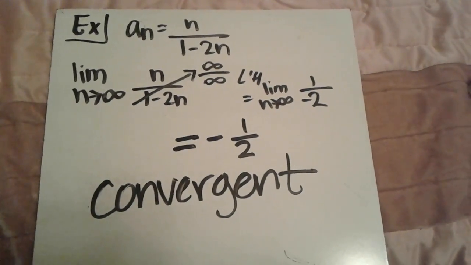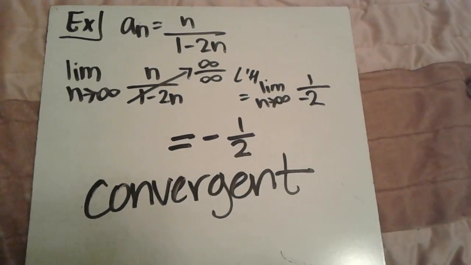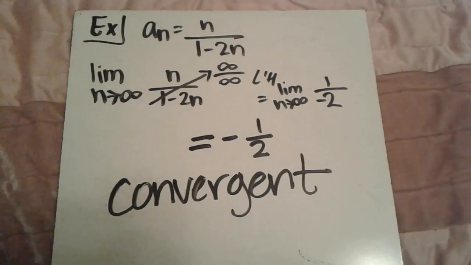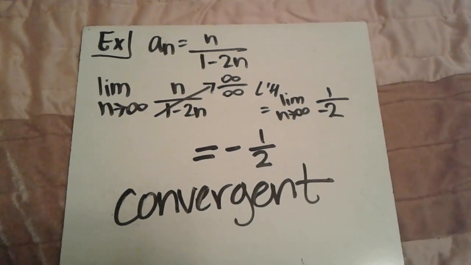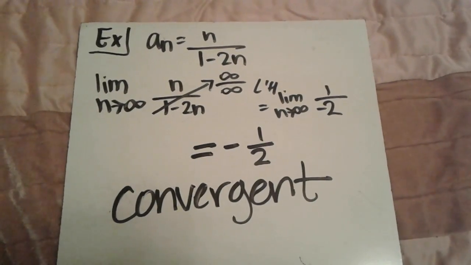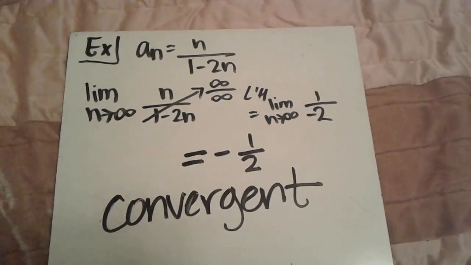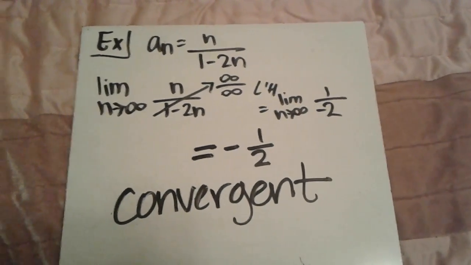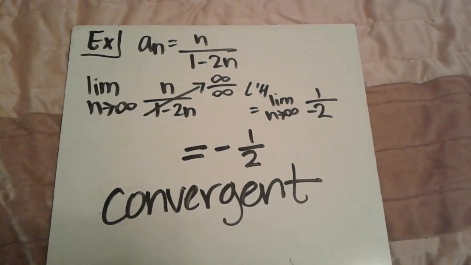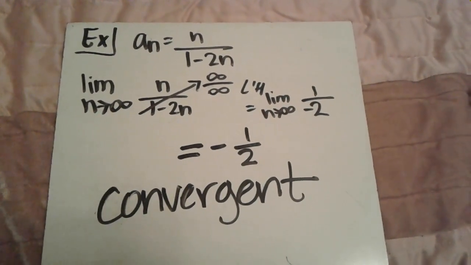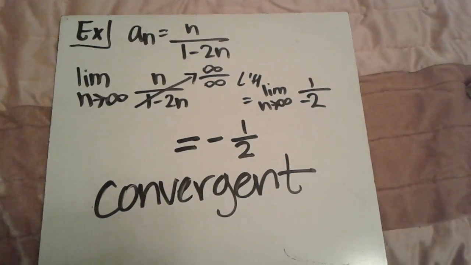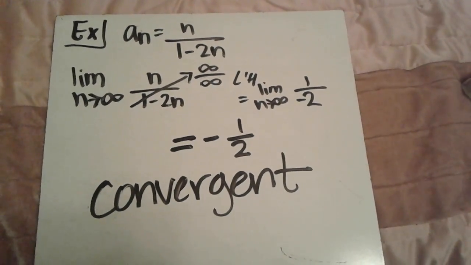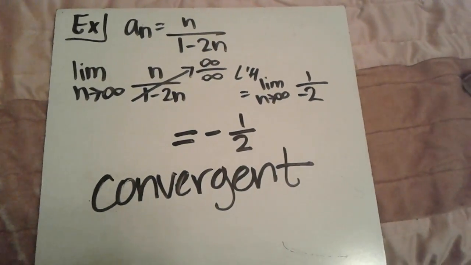Since you can't do that, you would have to use L'Hopital's rule and take the derivative of the original problem, which would give you a 1 on top and a negative 2 on bottom. So you would continue on by doing the limit as n approaches infinity of 1 over negative 2. Since there is no n in the problem now, your answer would be negative 1/2, which would be convergent because you know that it is going to a specific number.